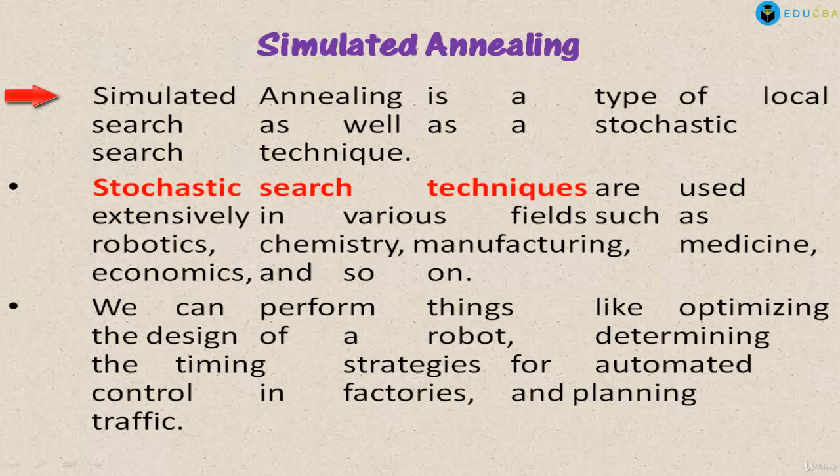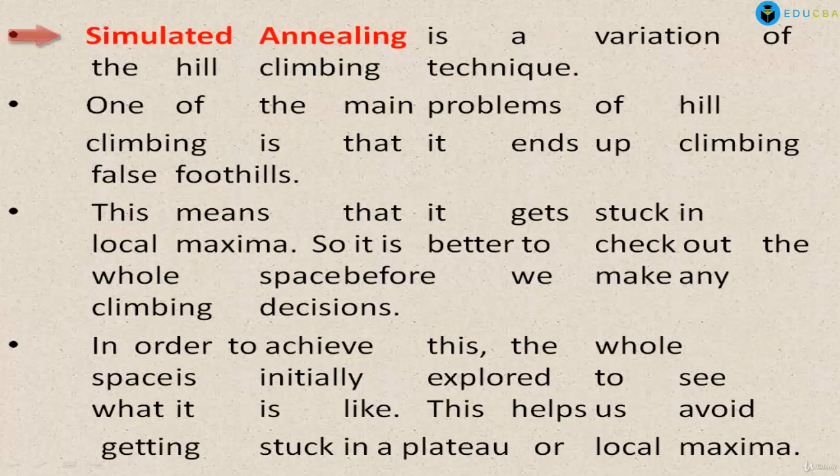Simulated annealing. Now what is that? It is a type of local search as well as a stochastic search technique. Now what is a stochastic search technique? These are used in various fields such as robotics, chemistry, manufacturing, medicine, economics, and so on. We can perform things like optimizing the design of a robot, determining the timing strategies for automated control in factories, and planning traffic. It is a variation of the hill climbing technique.